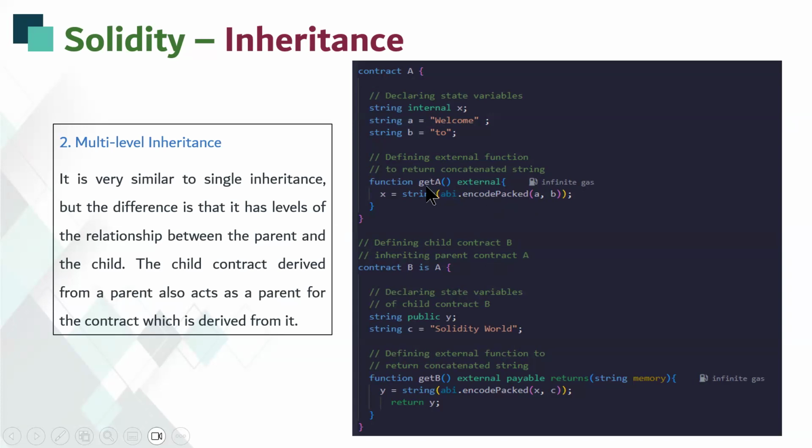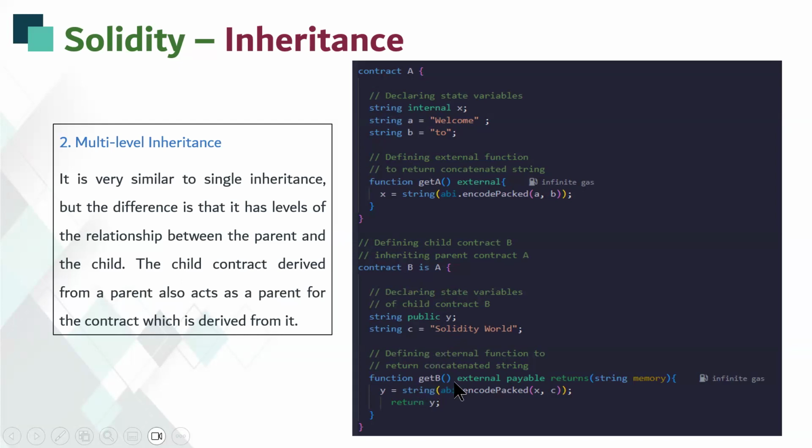Okay, assign the result into X variable. Now contract B is defined as a child contract that inherits the A contract. So we add "is" and then the parent contract. It declares two state variables: Y as a public variable, and C as a string variable with an initial value.